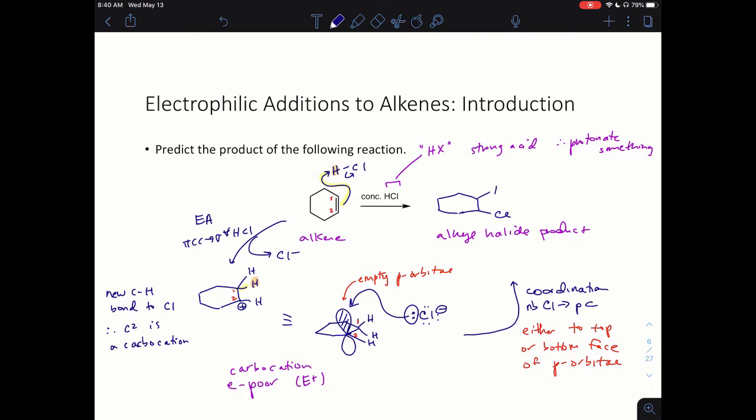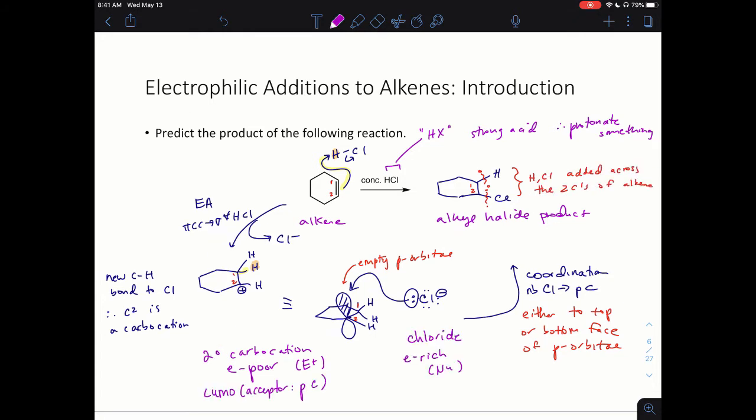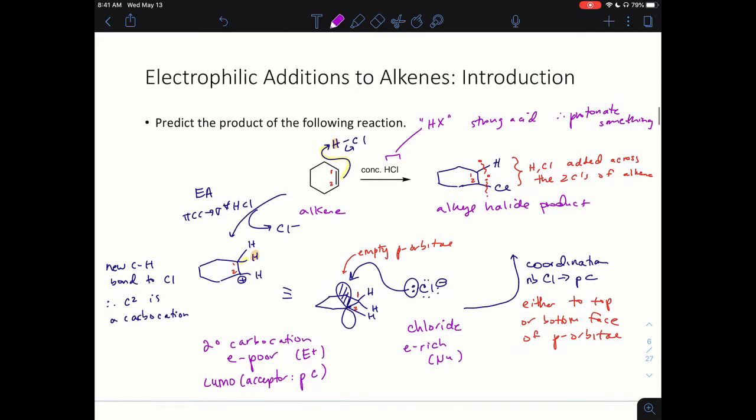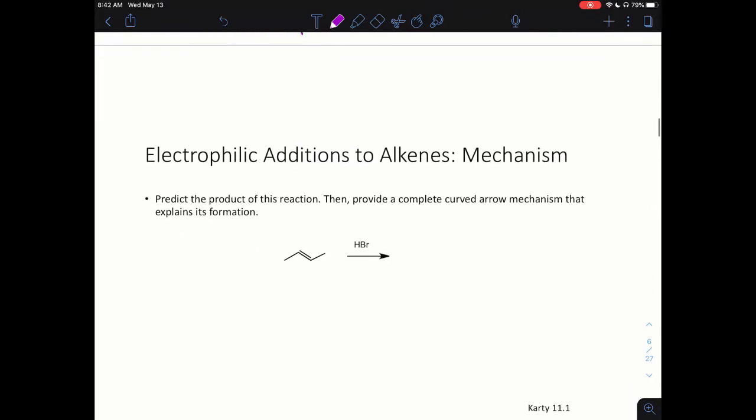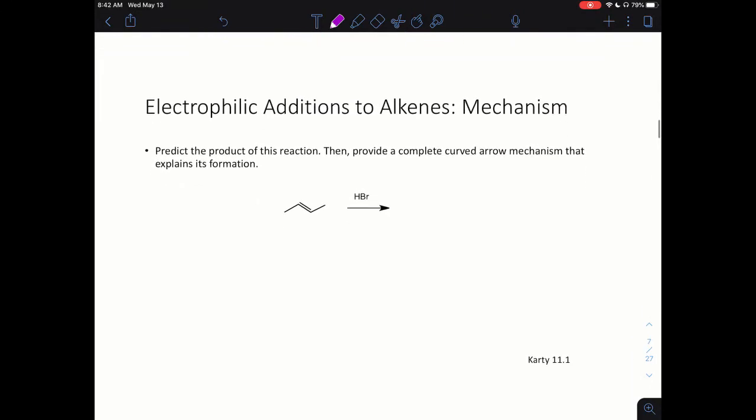Now, overall, we can see that 2 new bonds were formed by these 2 elementary steps. HCl has been added across the 2 carbons of the alkene. Let's apply this pattern to another example. Please pause and predict the product of this reaction. Then provide a complete curved arrow mechanism that explains its formation.